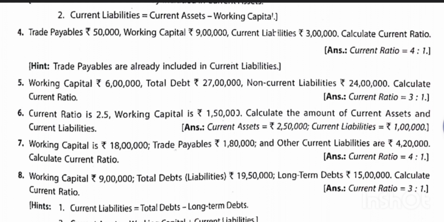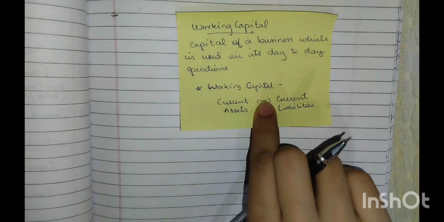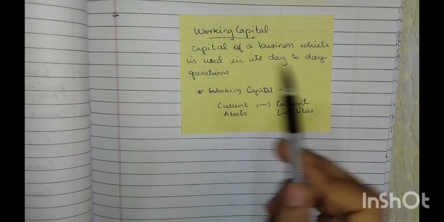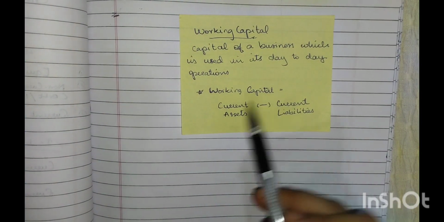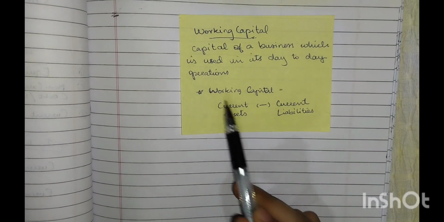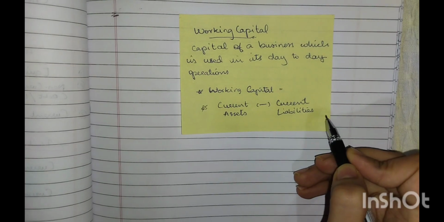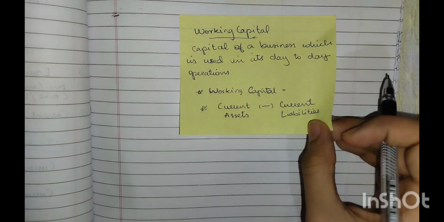So let's just do a small recap about working capital. We discussed it in the previous video. Working capital is the capital of a business used in its day-to-day operations. And this is very important. Working capital is equal to current assets minus current liabilities. Right, current assets of a firm minus the current liabilities of the firm give us the capital it uses in its day-to-day operations. So I hope that point's clear.